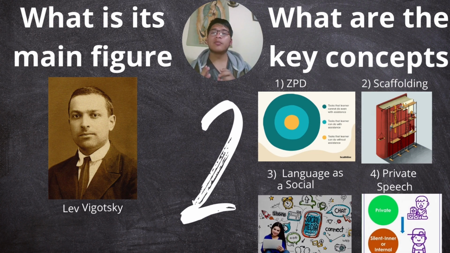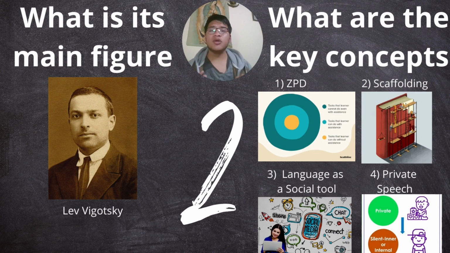Let's go with the other part. What is the main figure of this theory? It is Lev Vygotsky, a Russian psychologist whose work laid the foundation of this theory, and his ideas established the key concepts of this theory. The first of them is the ZPD, or zone of proximal development. It has to do with the gap between the learner's current abilities and their potential with guidance from a more knowledgeable person, in most cases a teacher. What this states is that social interaction is very important to guide a student.